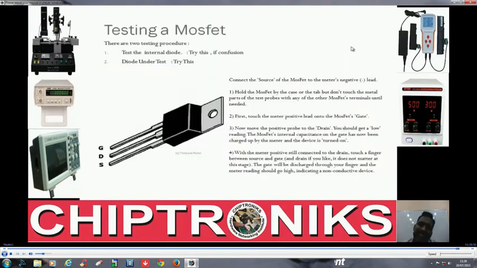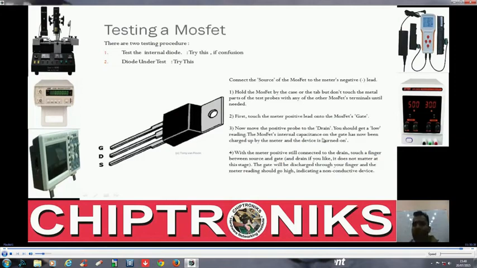We call it the diode under test. This is similar to the previous test, but we have to use 4 steps over here. What are the 4 steps? We do not think about what kind of MOSFET it is, whether it's an N channel MOSFET or a P channel MOSFET. We'll just connect the source of the MOSFET to the negative terminal, and we'll connect the positive terminal onto the gate, and we'll now move the positive terminal to the drain.